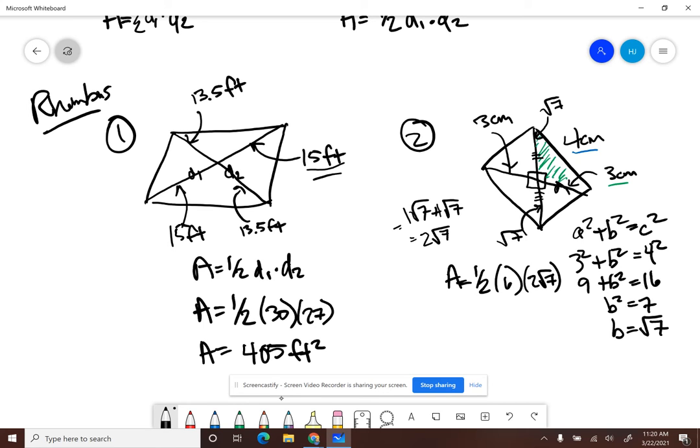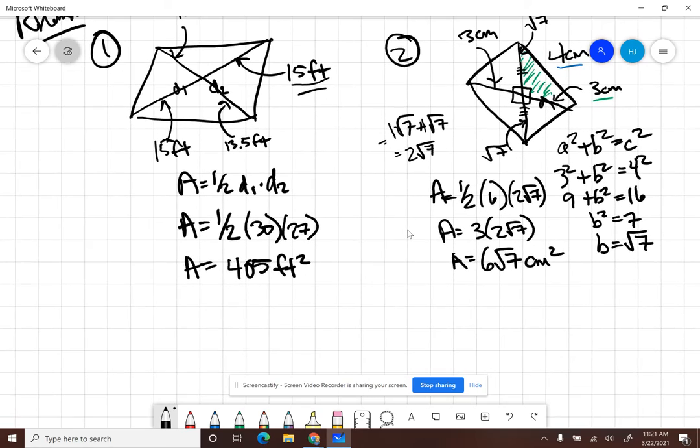And again, this is commutative, so I can multiply this times anything I want. So 1/2 of 6 is 3. So I would really have 3 times 2 radical 7. And again, that just gives me an answer. 3 times 2 is 6 radical 7 centimeters squared. Okay, a little bit more involved on that one, but you can kind of get the idea of what you need to do, which will help you once you get into some of these other problems.